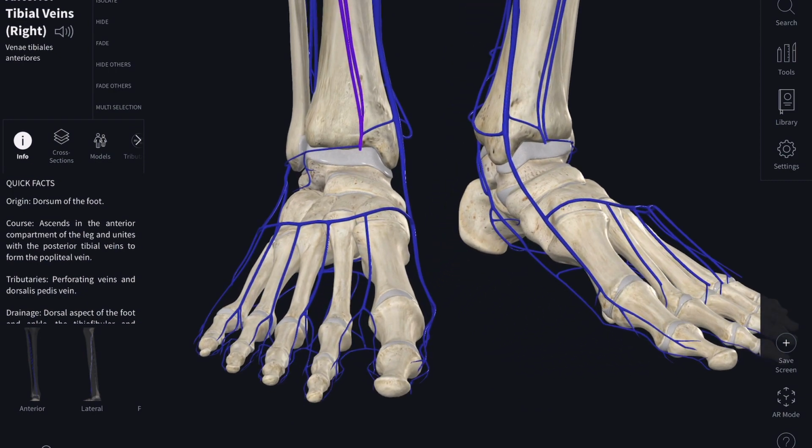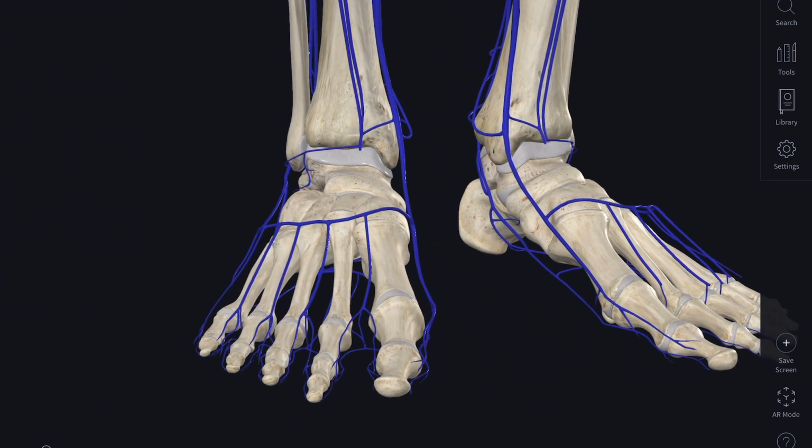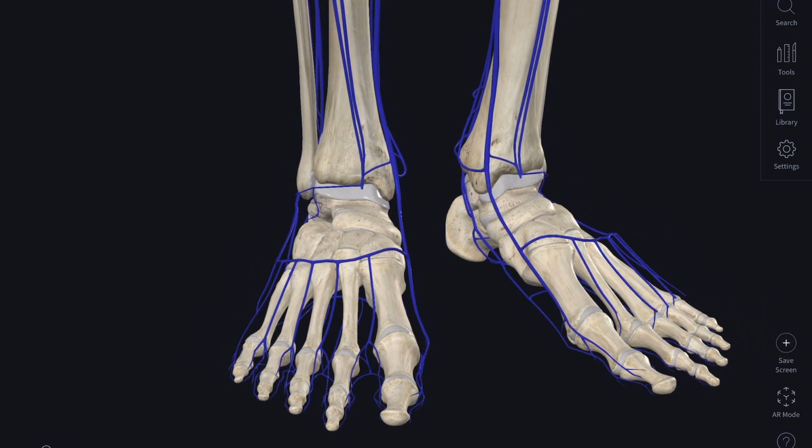So again, every single deep vein of each toe is going to empty into the dorsal venous arch. The dorsal venous arch is going to empty into 3 veins.